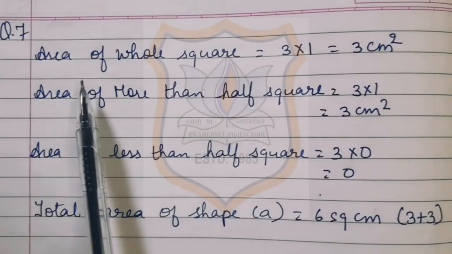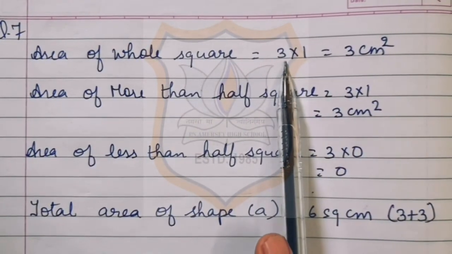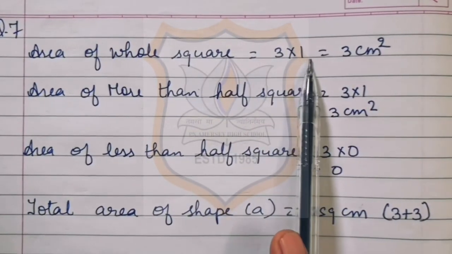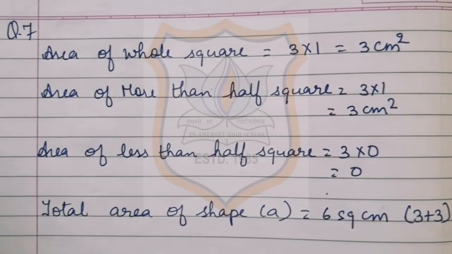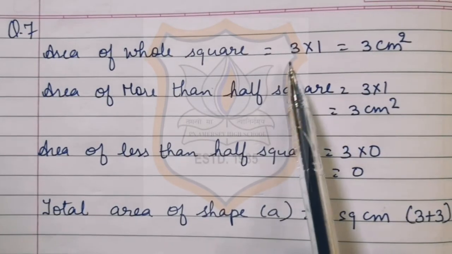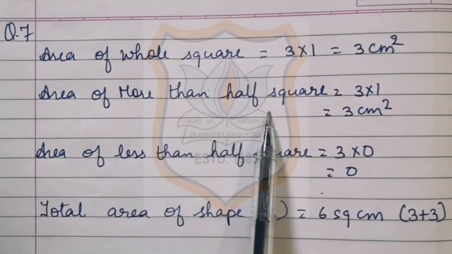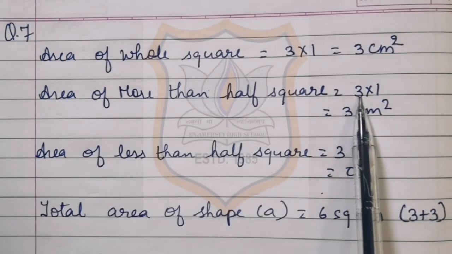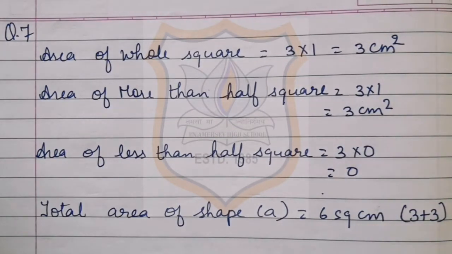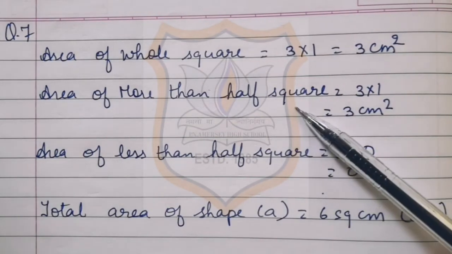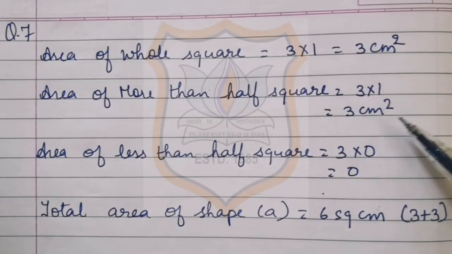Now area of whole square, as we have counted earlier, there were 3 whole squares. So we will multiply 3 by 1, as I have explained you earlier, that we will count whole squares as 1. So by multiplying 3 and 1 we get 3 centimeter square. Area of more than half squares. There were 3 more than half squares. We will count more than half squares as whole squares. So we will consider more than half square also as 1. So by multiplying 3 by 1 we get 3 centimeter square.